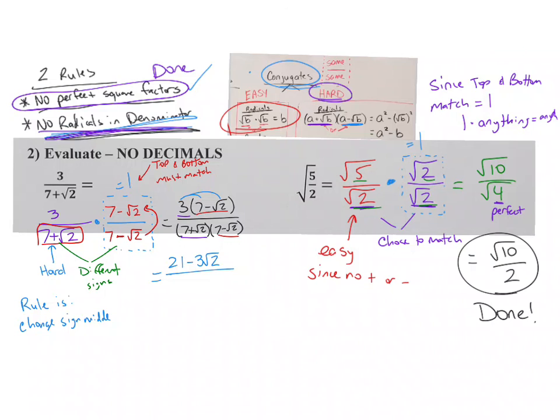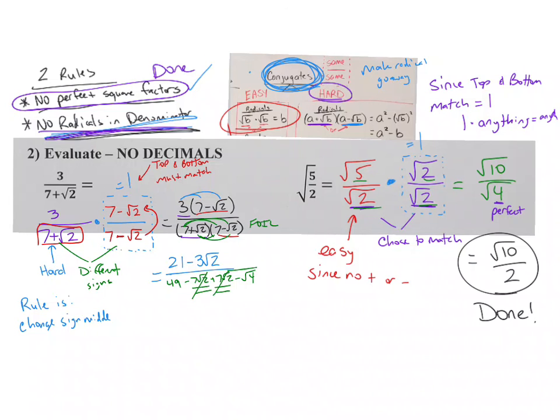The bottom I'm going to FOIL. 7 goes to 7, that's 49. 7 goes to minus radical 2, that's minus 7 radical 2. Radical 2 goes to 7, that's plus 7 radical 2. Radical 2 goes to minus radical 2, that's minus radical 4. Look, this should always happen right here. They cancel out. If that doesn't happen, you did something wrong. The whole reason we choose conjugates, the whole reason conjugates exist, is to make the radical go away.